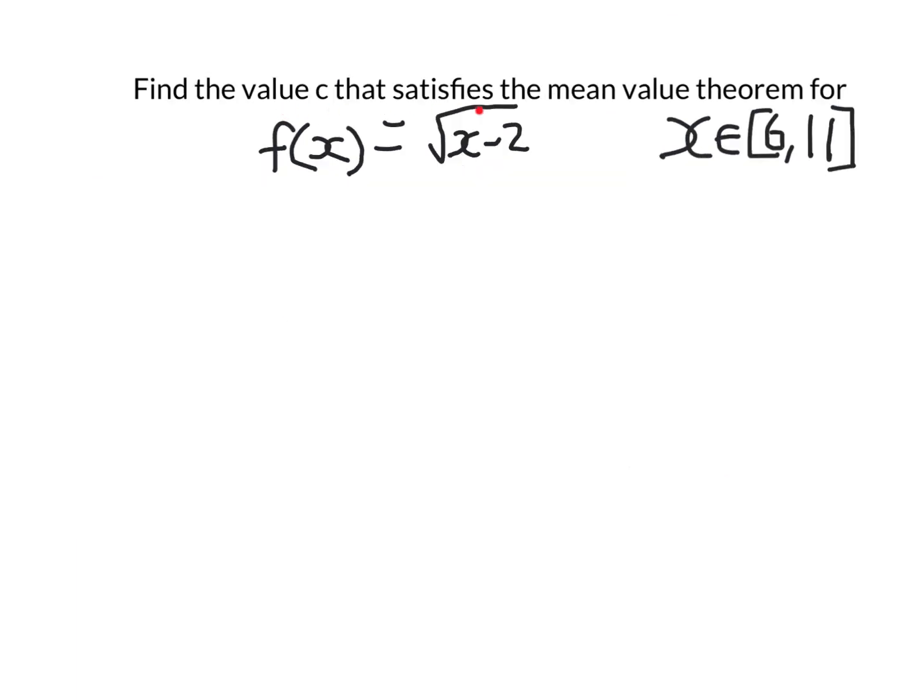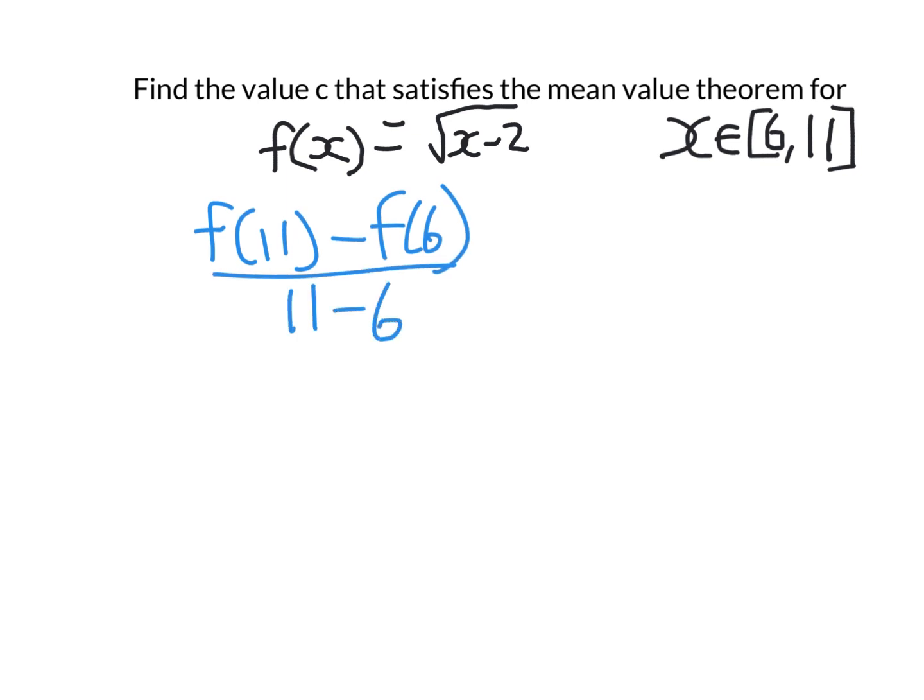Find the value c that satisfies the mean value theorem for f(x) equals the square root of (x minus 2) between these two values. So what we're going to do is first calculate the left-hand side of the equation on the previous slide: (f(11) minus f(6)) all divided by (11 minus 6). So f(11): 11 minus 2 is 9, square root of 9 is 3. And then f(6) is 2, because the square root of 4 is 2. It's (3 minus 2) over 5, or 1 over 5.